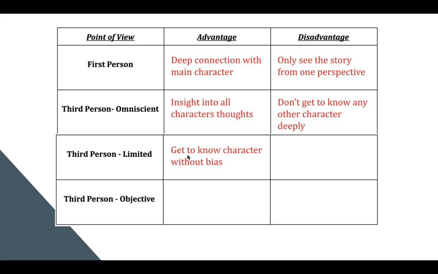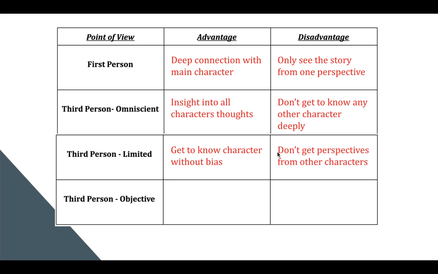And we say without bias because when one character is telling the story from their own perspective, it's going to be biased towards how they would tell it, right? If you got in a fight and I asked you the story, you would tell it very differently than the other person you got in a fight with. They would see the fight from a very different perspective. If it's third person, we get the fight from an outside perspective, but we still get to know one of the characters really well. So that's why there's an advantage to that.